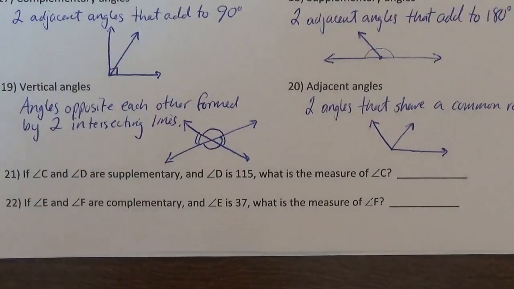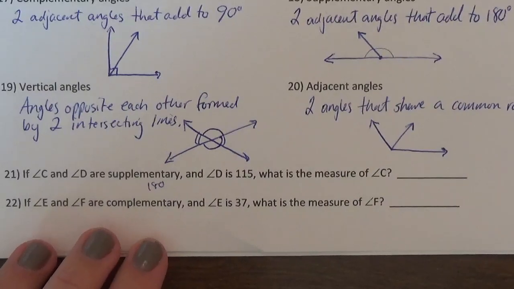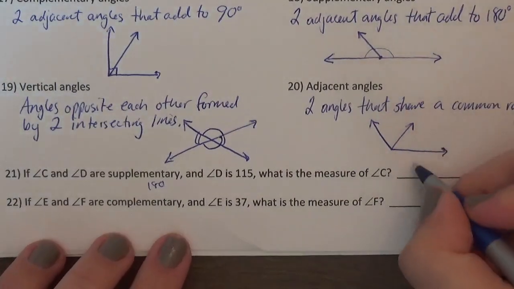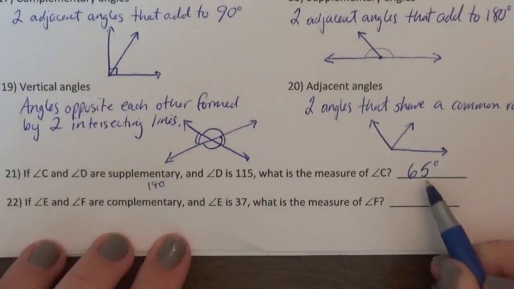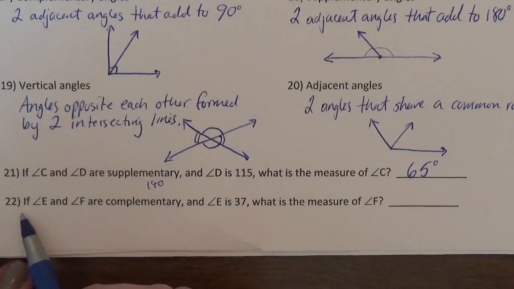All right, 2 more, 21. If angle C and angle D are supplementary and angle D is 115, what's the measure of angle C? Well, what does supplementary mean? That means 180. So we need to do 180 minus the 115. Oh, see, and I even typed it in wrong. Whew, almost another mistake, guys. 65. Let's just check. 65 plus 115. Yes, okay. And then 22.